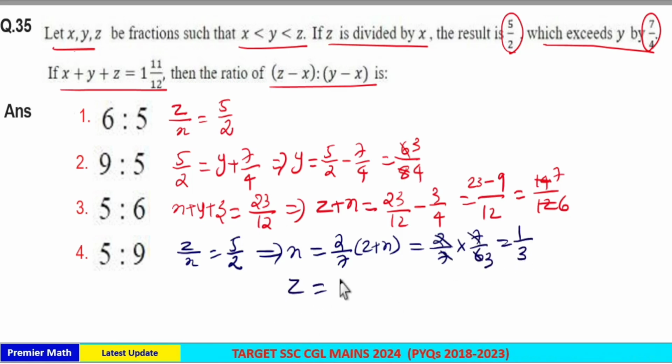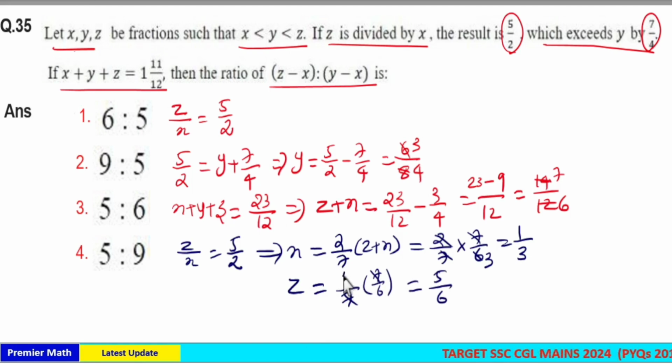Then z is 5 part out of total z plus x part, which is 7 part. So 5 by 7 of z plus x is given as 7 by 6 here. Which means 7 cancel, 5 by 6 is z. z is 5 by 6.